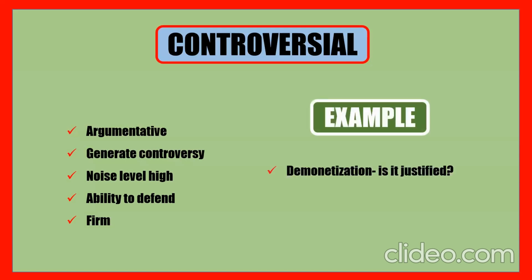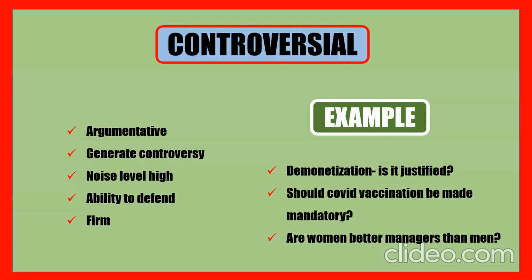Examples like demonetization, is it justified? Now this is a topic that some people would say in favor of, that it is justified. Some people would say that no, they disagree with this topic, it is not justified. So therefore one has to be very clear as to which perspective they choose, because depending upon that they have to continue with that same perspective till the end of the discussion. So these are the other examples that you have for the controversial group discussion topics.